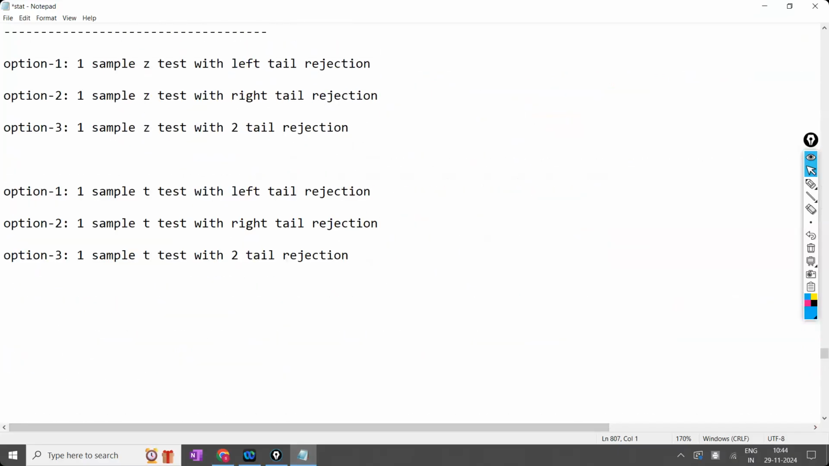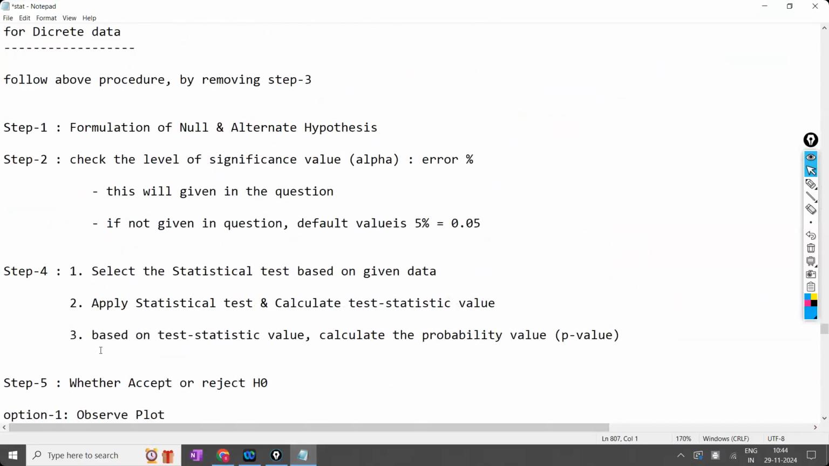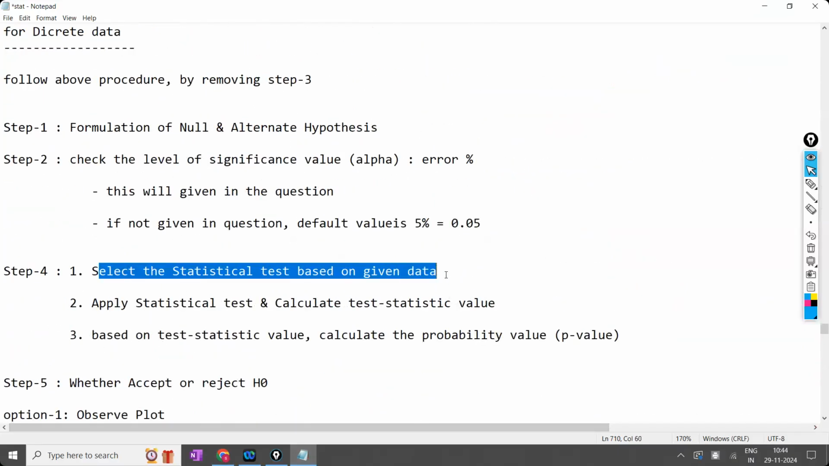So step 4 is clear for everyone. First, I have selected the test. What is the test I have selected? One sample z-test. Why have I selected one sample only? Because only one column is there. Why have I selected the z-test only? Because the population standard deviation was given.